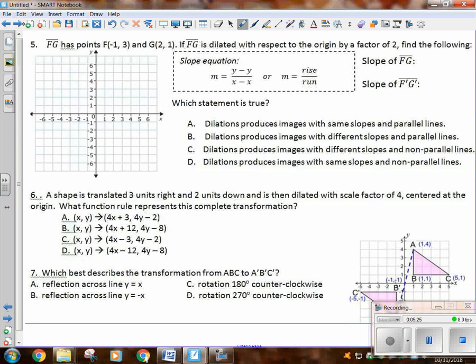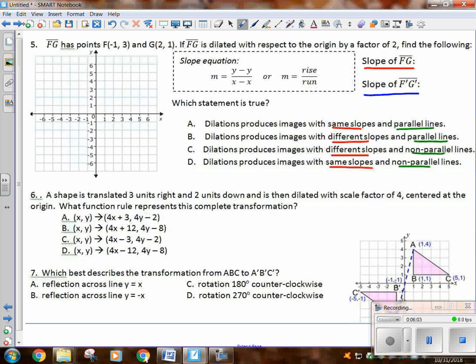I don't know that we've done a lot, but you are going to see some different kinds of problems. FG has points F(-1, 3) and G(2, 1). If FG is dilated with respect to the origin by a factor of 2, find the following. I've pulled up the slope formula. I'm going to find the slope of FG, then the slope of F prime G prime, and consider my choices: same slopes, different slopes, and then parallel lines, non-parallel, non-parallel.